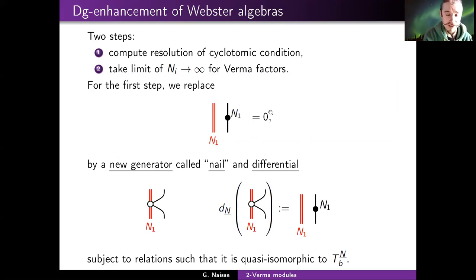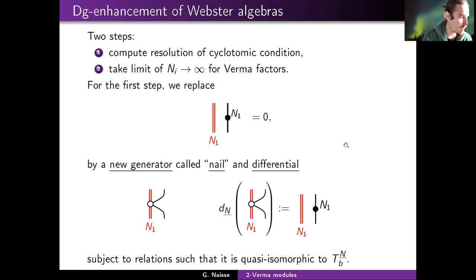And so the way we do it is we simply replace this relation by a new generator that I will call a nail, which is a four-valent vertex like this. And this nail, you put it in homological degree one, and you define a differential that sends this nail to your basically cyclotomic relation. Of course, if you do this naively, you will get for free a DG algebra with homology in degree zero corresponding to Webster's cyclotomic algebra. But of course, if you want to really have a DG enhancement, you want to have nothing in higher homological degree, such that you get a quasi-isomorphism between the DG enhancement and Webster's algebra, like we had before a quasi-isomorphism between our DG algebra and the cohomology of the Grassmannian.